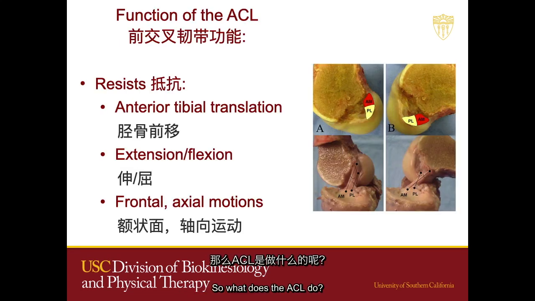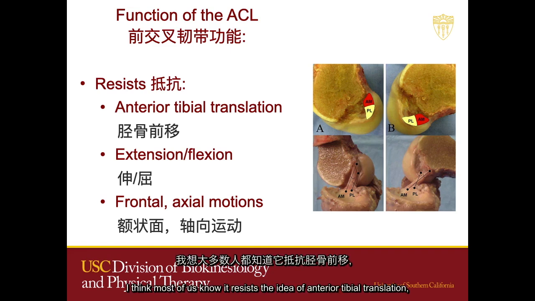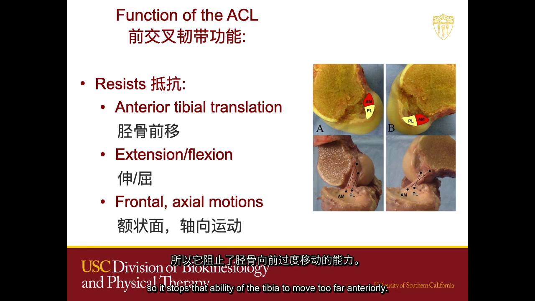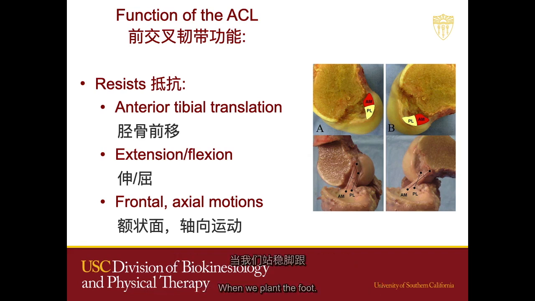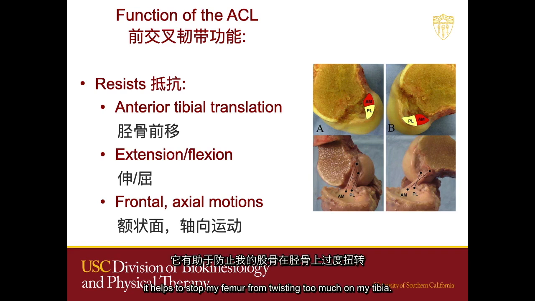So what does the ACL do? I think most of us know it resists anterior tibial translation. So it stops that ability of the tibia to move too far anteriorly when we plant the foot. It also helps to resist flexion and extension, and then frontal and axial motions, meaning rotational motion. So again, when I plant the foot, it helps to stop my femur from twisting too much on my tibia.